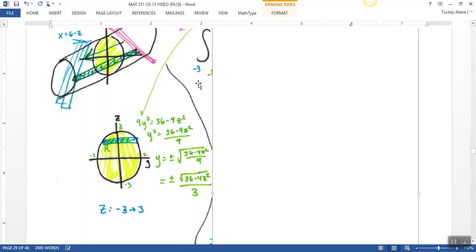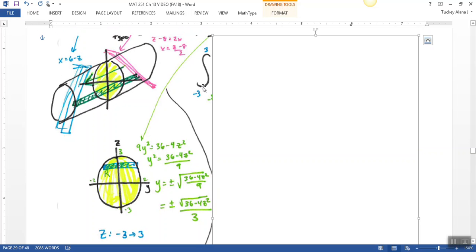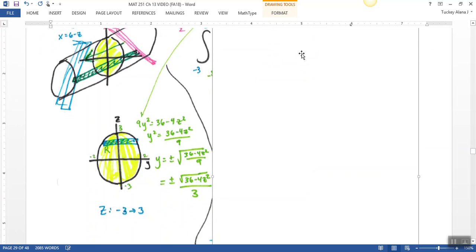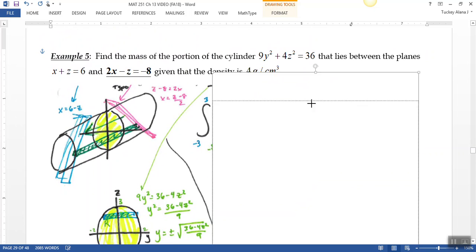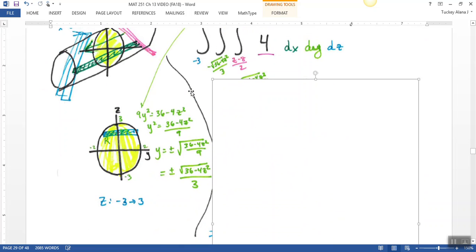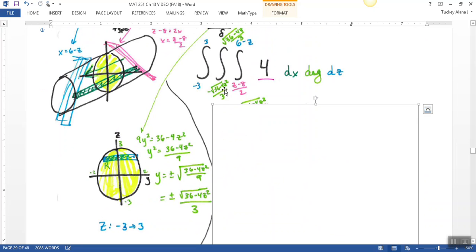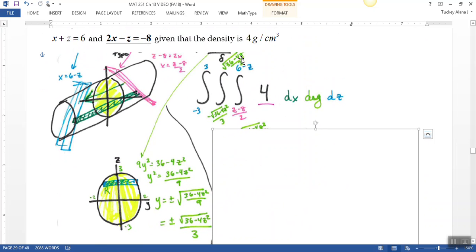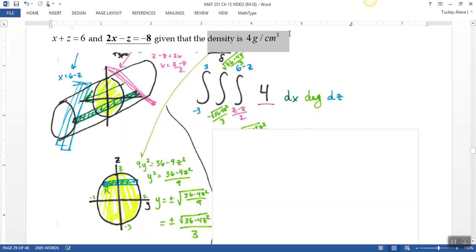Speaking of which, there are my limits of integration. You can see the -3 and 3 dangling right there because those are for the z. And then the y's are going to be the thing we just solved for: the negative square root of that expression, and then the positive square root of it. I'm taking that function and using it. And then the density was 4, which is a constant, which is nice. That means my integrand is just 4, so that's beautiful.